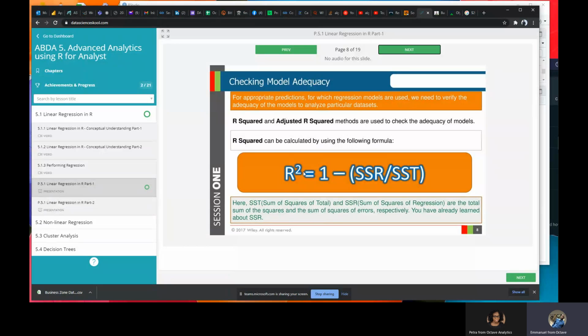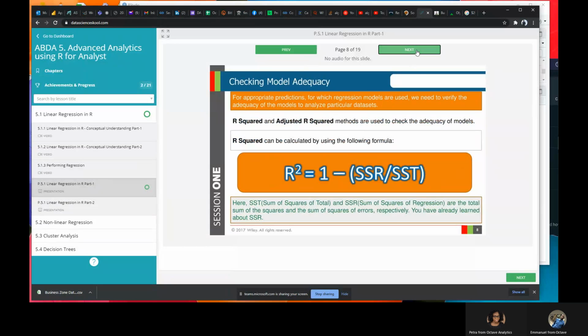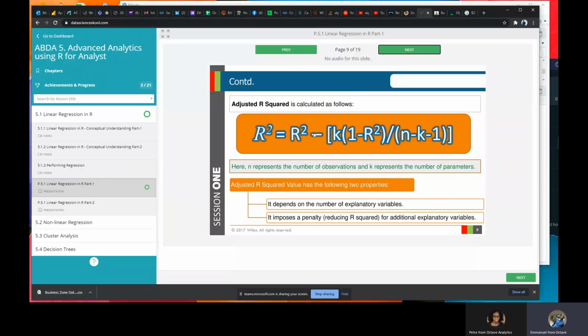We are going to see how this actually affects our model as we proceed. So you see SSR, sum of square regression, and SST, the total sum of squares. This one is the error type, and this one is the sum of square total and sum of square error respectively. So you have SST, sum of square total, and SSR, the sum of square regression, which is the same thing as what we saw in this slide. So you have adjusted R square.